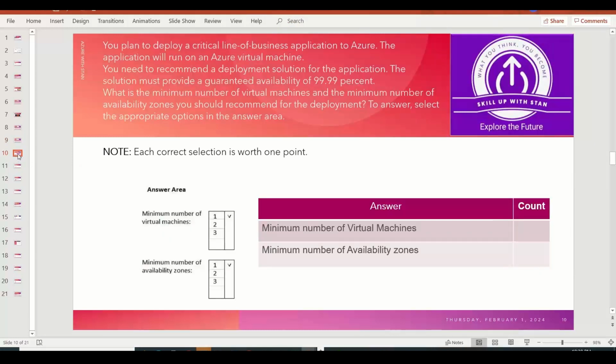So here, the question is, you plan to deploy a critical line of business application to Azure. The business application will run on an Azure virtual machine. You need to recommend a deployment solution for the application.